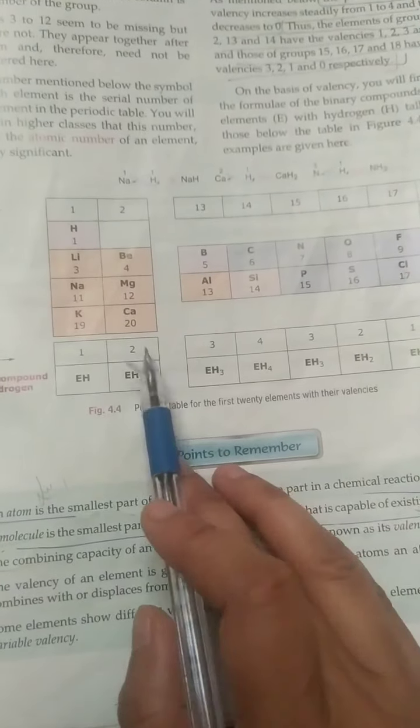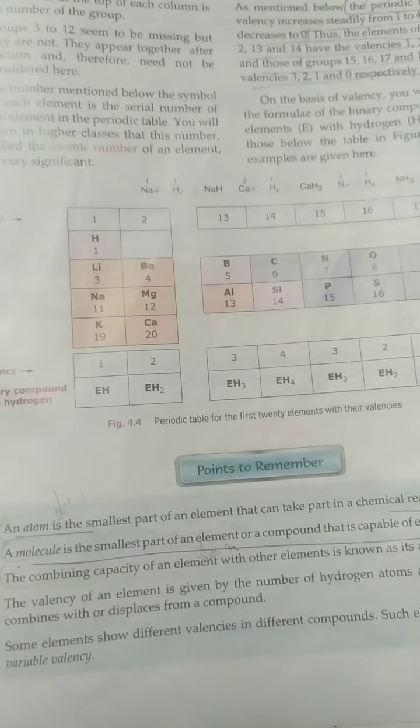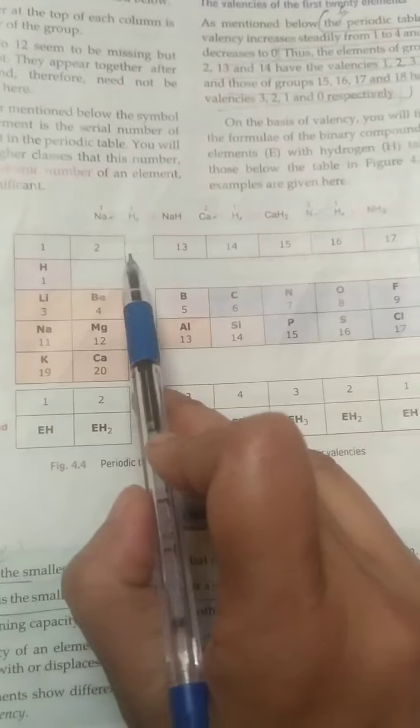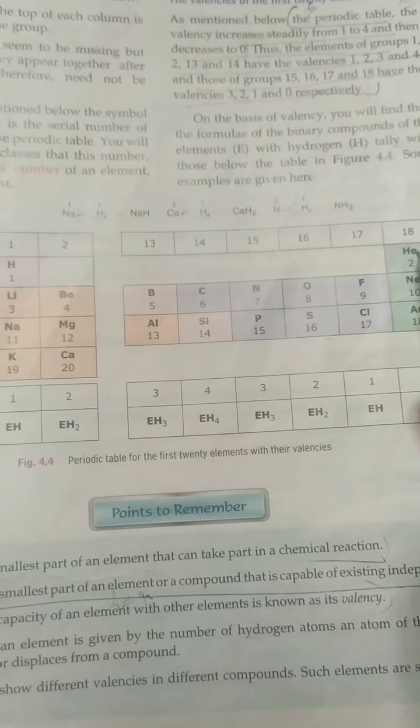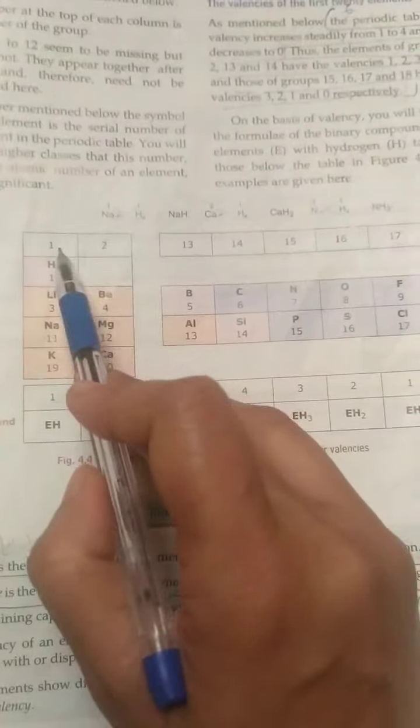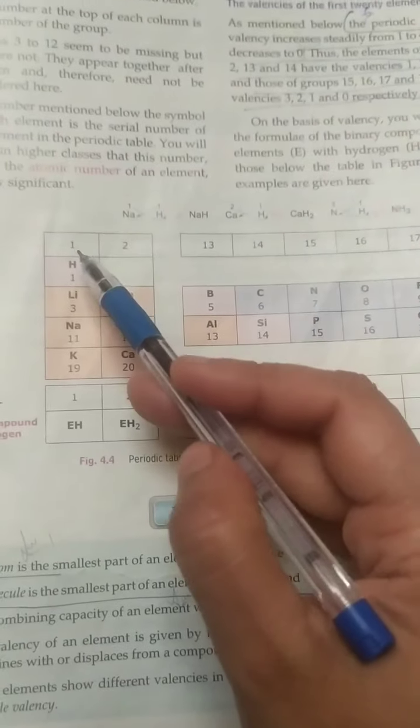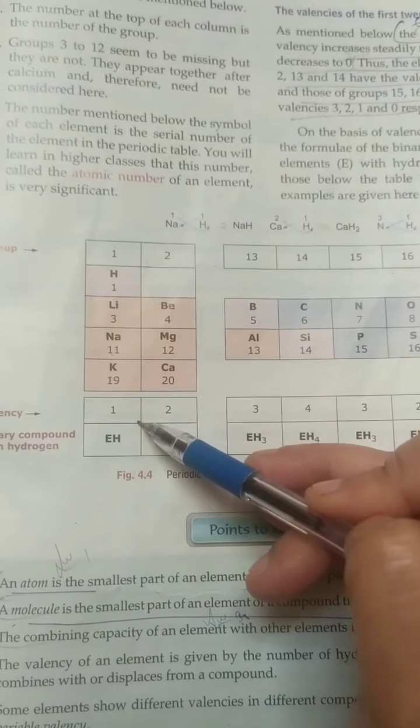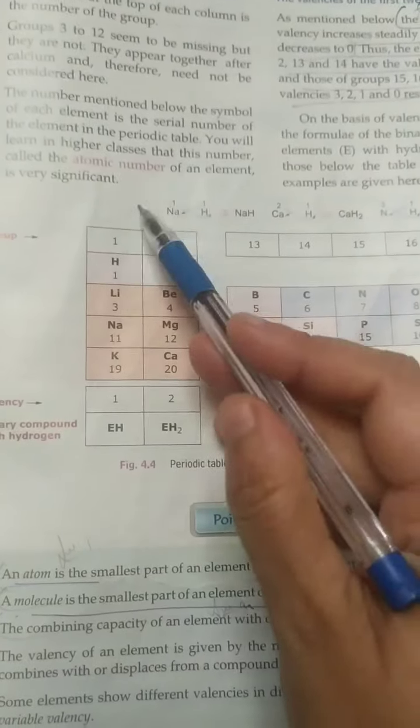So this is the periodic table. This is an incomplete periodic table. The whole periodic table you will study in the higher classes. So there are basically 18 columns in a periodic table. They are known as the groups and they are divided into 7 rows. They are known as the periods.